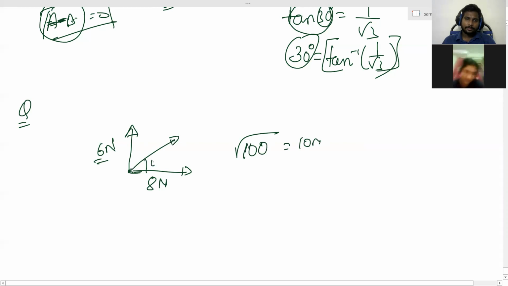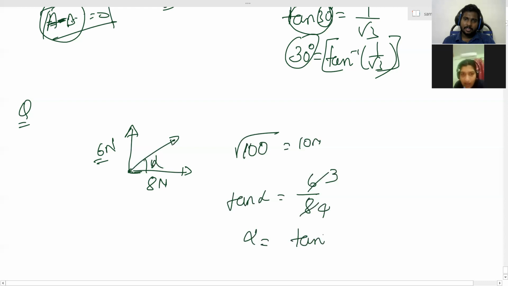Suppose this is alpha, tan alpha is equal to 6 by 8. Yes, sir, so tan inverse will be 8 by 6. No, alpha is not 8 by 6. It is tan inverse of 3 by 4. Opposite side is 6, and perpendicular by base is 8, so 6 by 8. It will not change to 8 by 6.